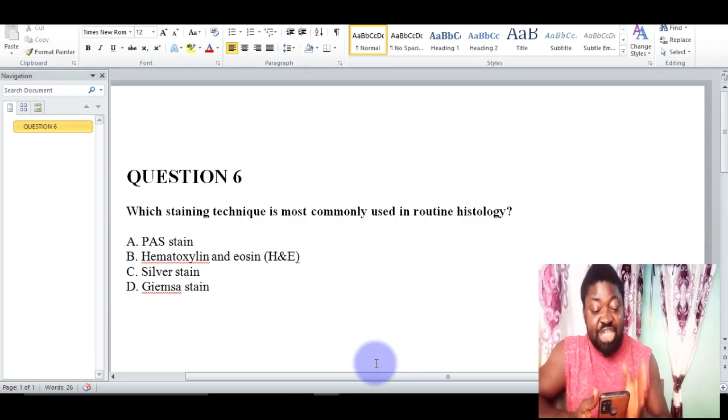You should note that H and E stand for hematoxylin and eosin. This is the exact technique of staining which is used, H and E staining. The hematoxylin stains the nucleus or nuclei blue and purple, while eosin stains pink. So these are the stains which are mostly used, the H and E stain. While the H is blue and purple, the E is pink. Let's look at question 7.